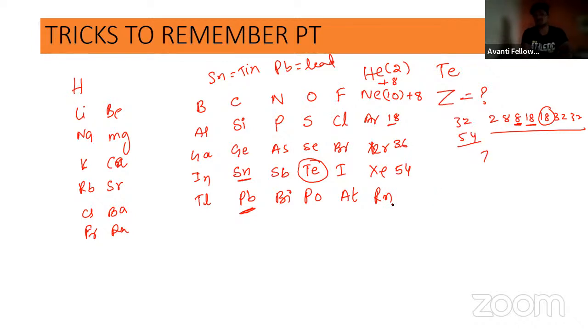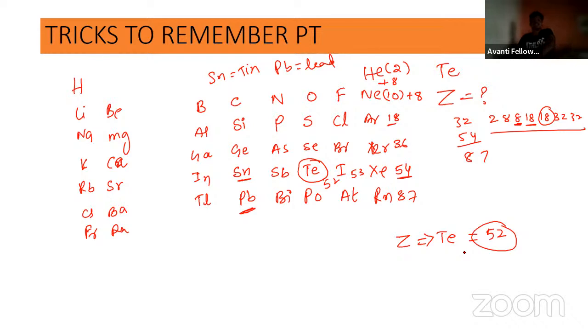7, 87. This is becoming what? 87. Now this is 54. Then this will become 53. And this will become 52. So now you got to know the Z for tellurium is how much? 52. Very, very most important and easy. So you can find the atomic number of any element by using the magic trick.